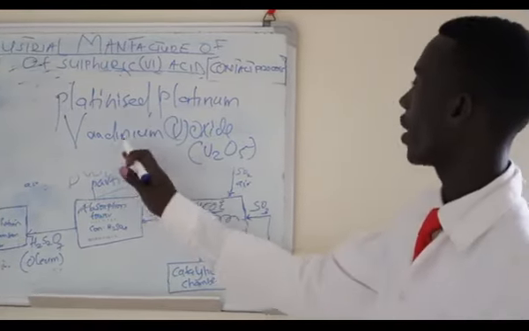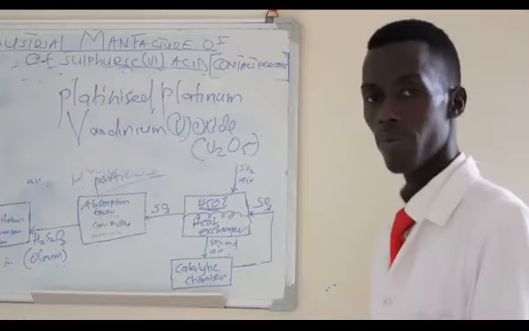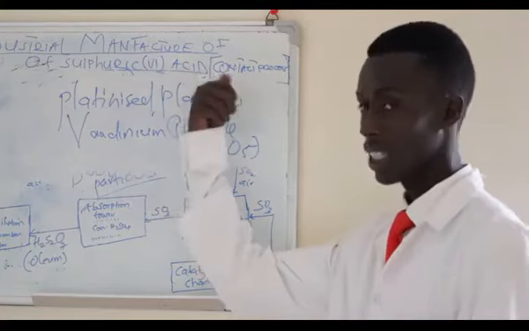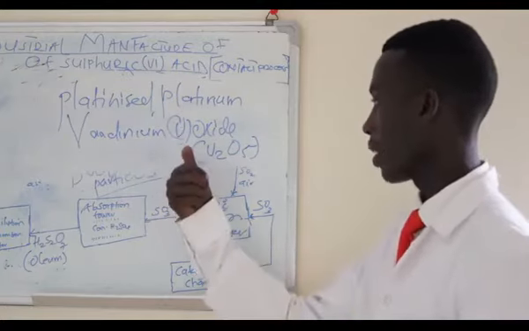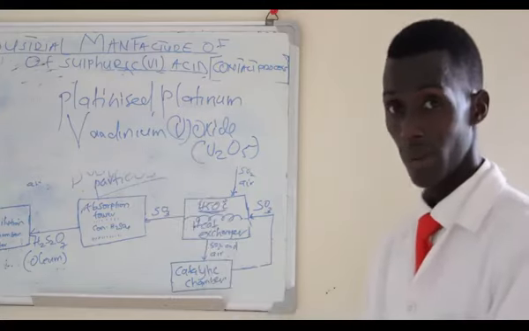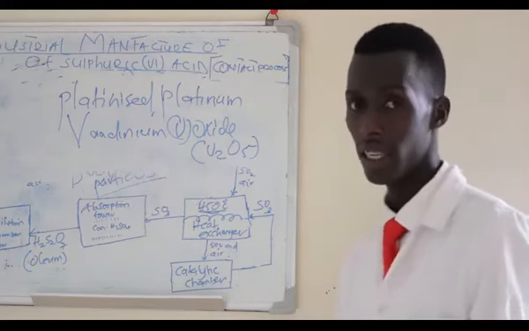But we prefer vanadium. Vanadium is preferred because it is cheap compared to platinum. Another reason is that vanadium(V) oxide cannot be easily poisoned compared to platinized platinum.